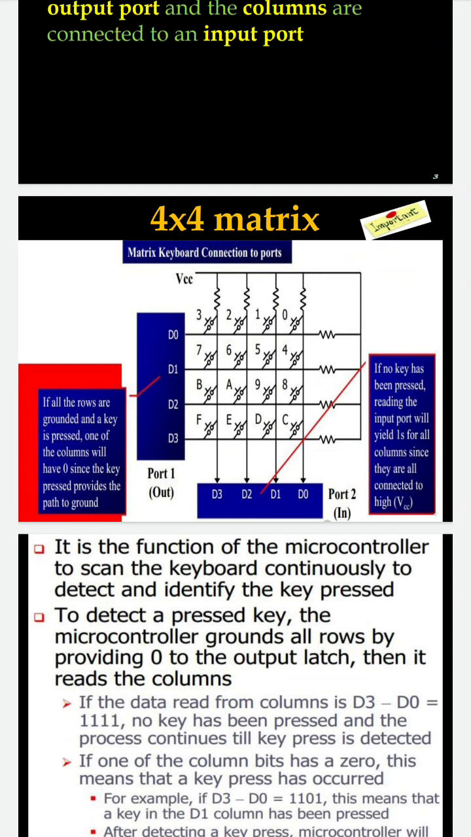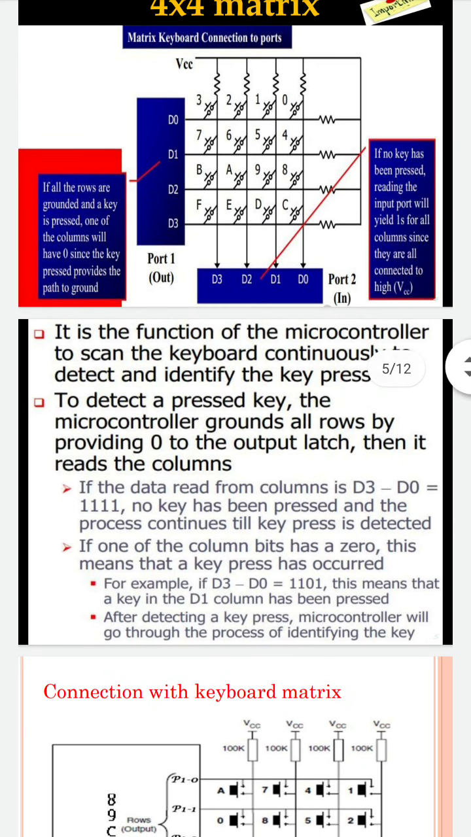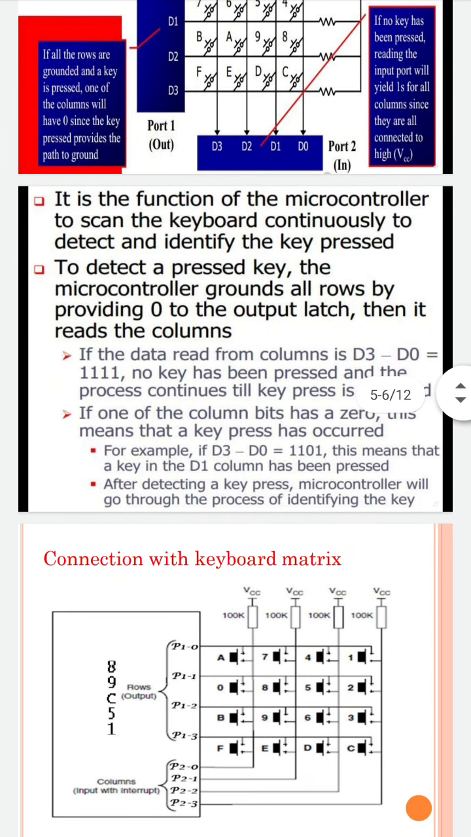If a key is pressed, suppose key 2 is pressed, the input and output automatically act to scan the keyboard, continuously detecting and identifying the pressed key. To detect a pressed key, the microcontroller grounds all the rows by providing 0 to the output latch, then it reads the columns. If no key is pressed, it waits for a key press. If a key is pressed, for example only D0, it is detected through the output port, and then the output can be read through the input port to identify the key.